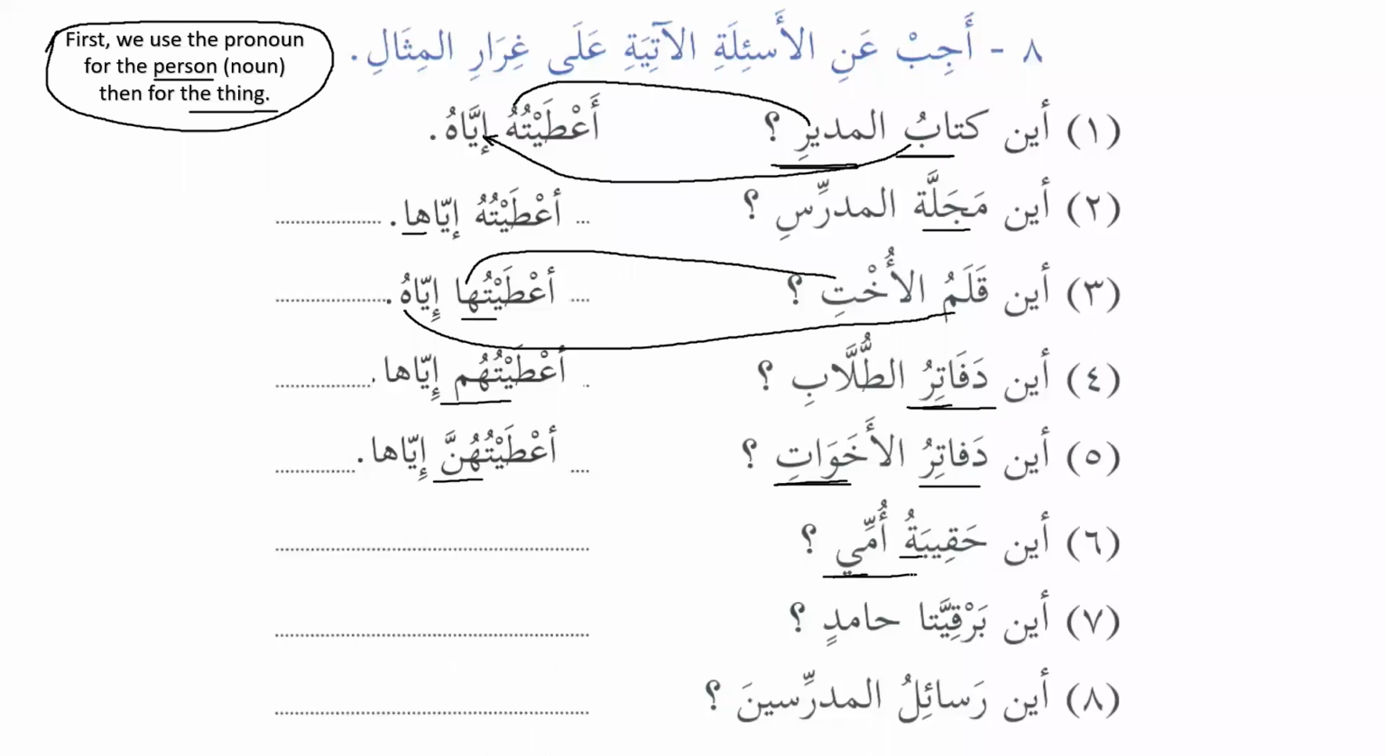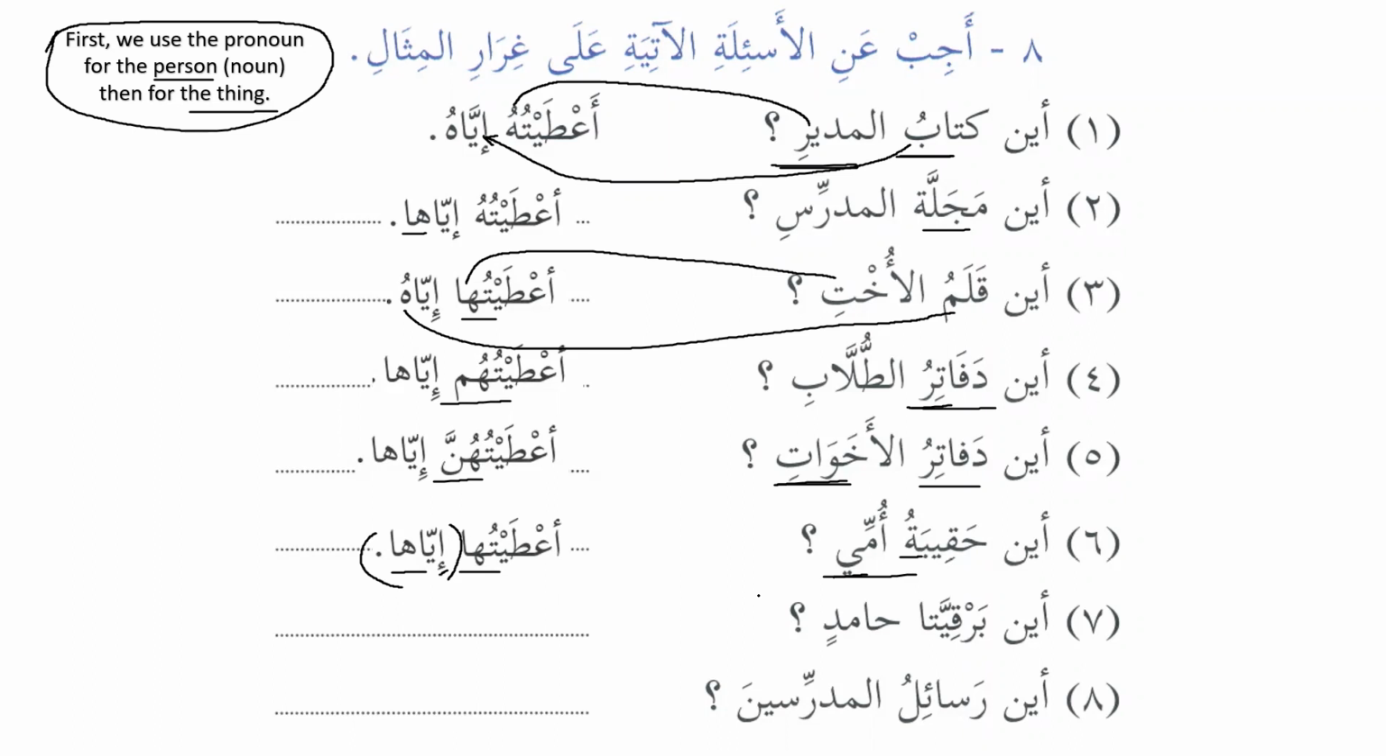أين حقيبة أمي؟ أعطيتها إياها. Okay. Why can I not say أعطيتها? What's wrong with that? We cannot join two. There should be a separation between both. Because if we have two pronouns of the same person, then we have to separate them. It's one of the rules that we should use iya.